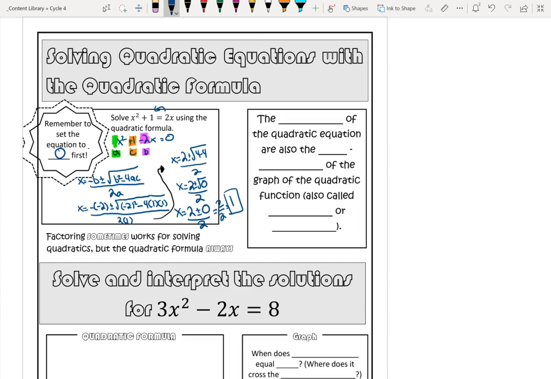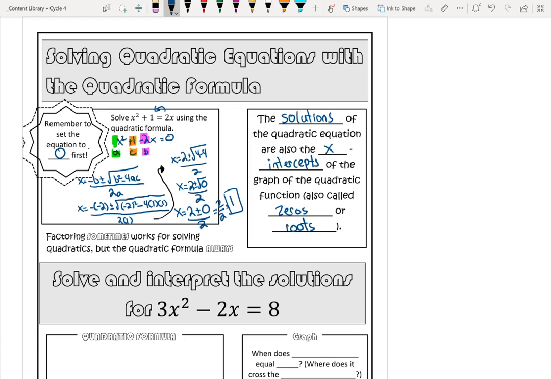So that means my x-intercept in this case is 1. So again, what we've done is we found the solutions, and the solutions of the quadratic equation or the quadratic formula are also the x-intercepts of the graph of the quadratic function, and they're also called the zeros or the roots.